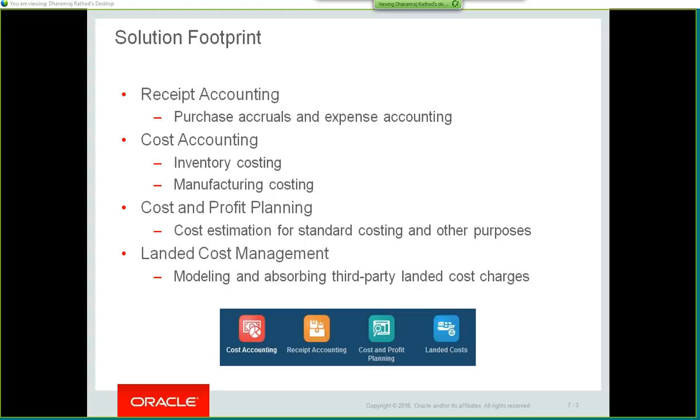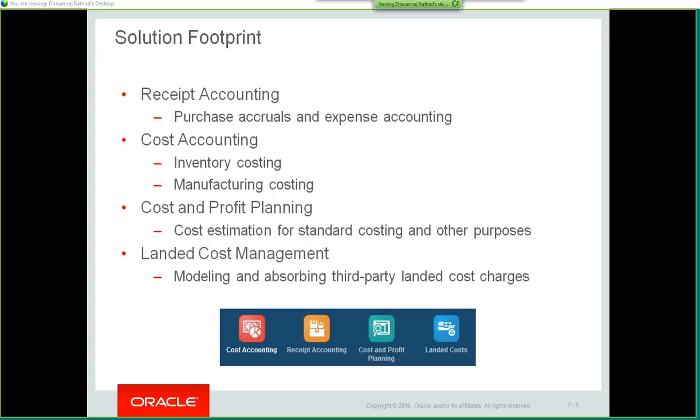If your customer is using inventory items, you may need cost accounting and receipt accounting both. So the cost accounting solution would help you to manage inventory and manufacturing transaction costing and accounting. So if you are manufacturing, if you have inventory transactions, you need cost accounting and receipt accounting.